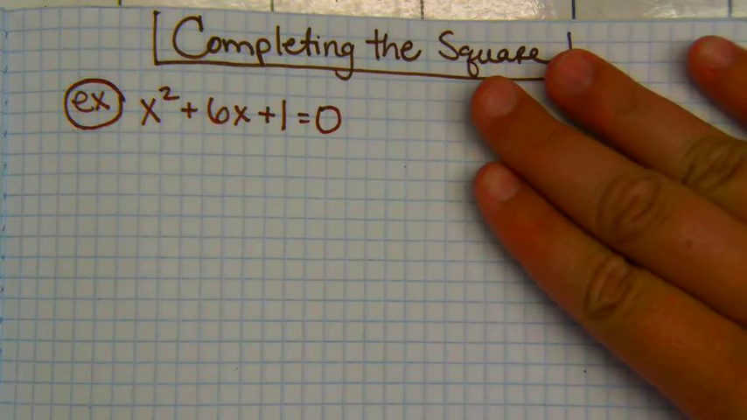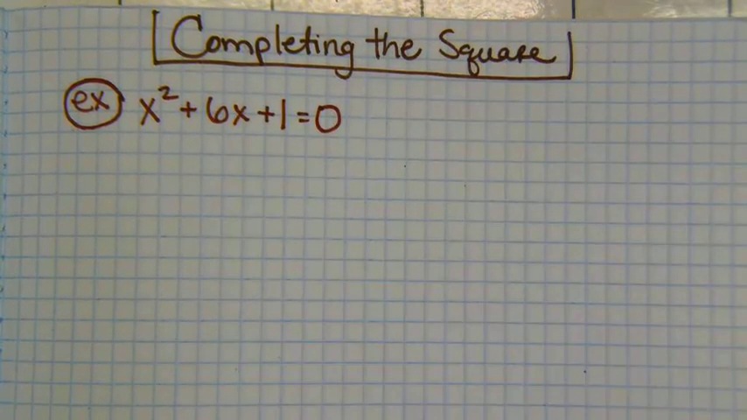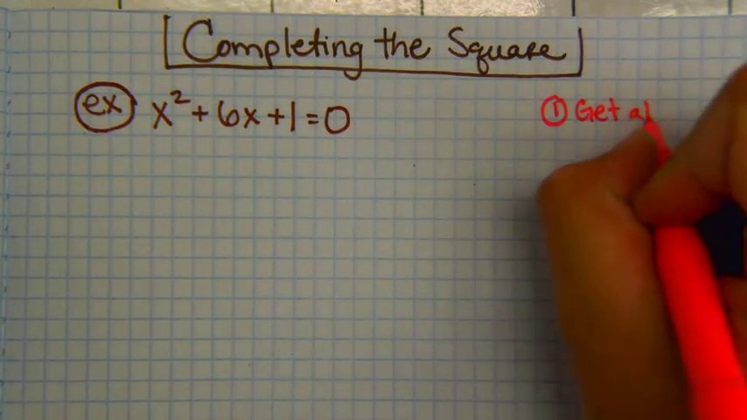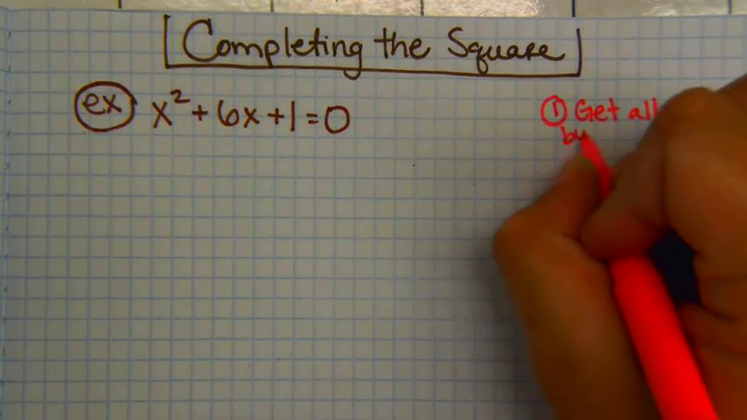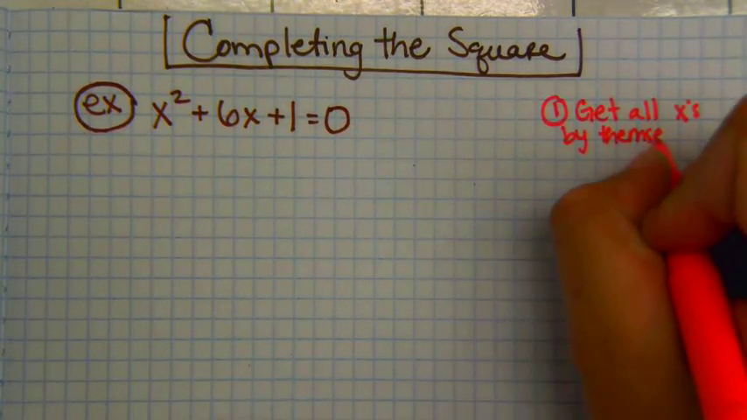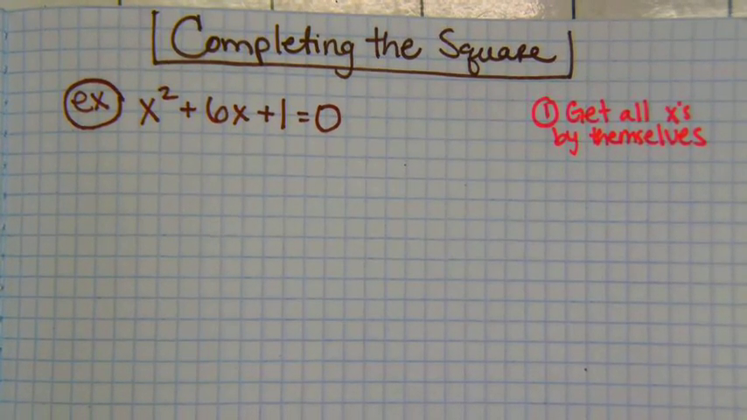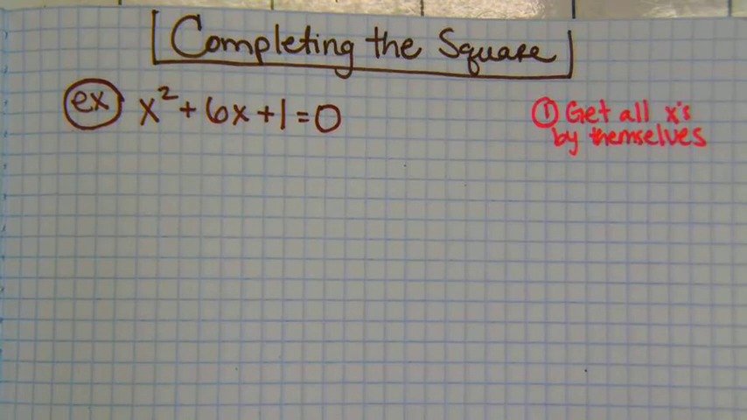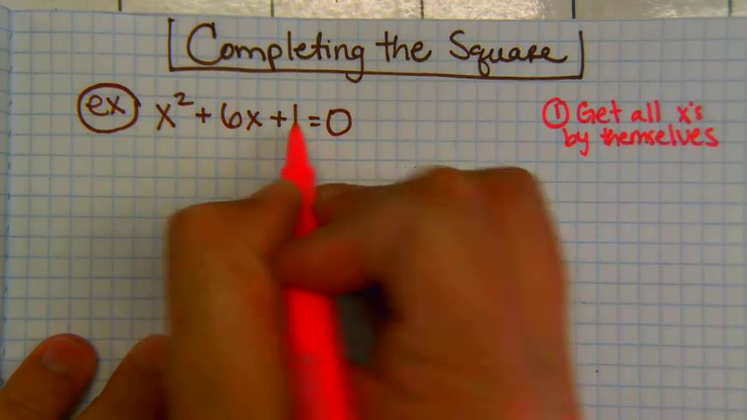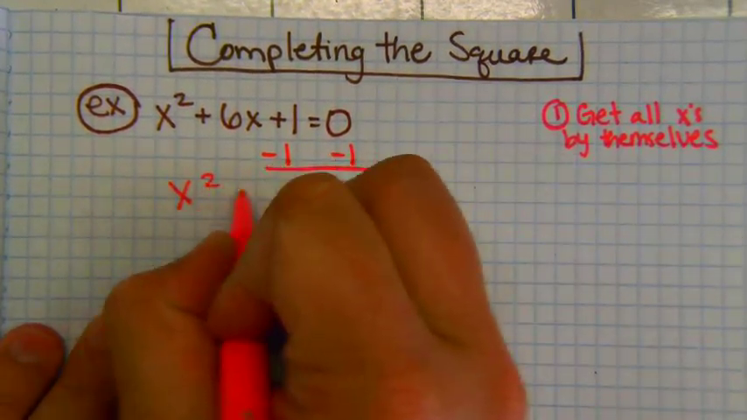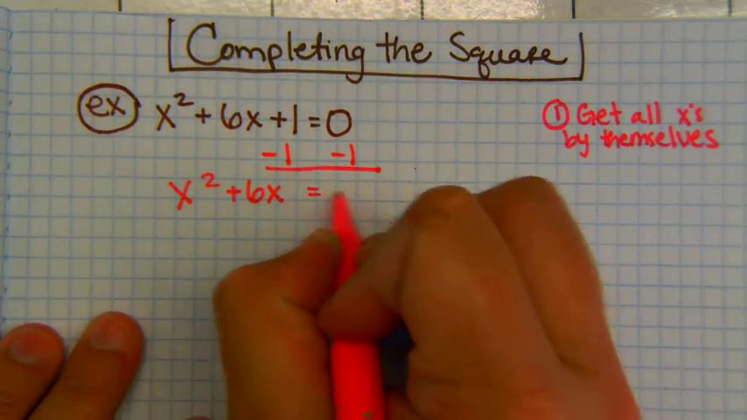And I'm going to be writing steps over here so you guys can follow them later on. So my first step I'm going to do is to get all x's by themselves. So get rid of anything that's not an x. Well, we have an x squared, we have a 6x, and we have that plus 1. Well, that plus 1 doesn't have an x, so I'm going to get rid of it. So I'm left with x squared plus 6x equals -1.